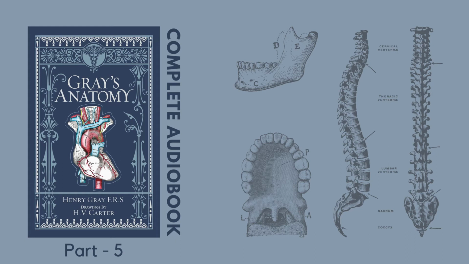Articulationes costovertebrales. The articulations of the ribs with the vertebral column may be divided into two sets, one connecting the heads of the ribs with the bodies of the vertebrae, another uniting the necks and tubercles of the ribs with the transverse processes. 1. Articulations of the heads of the ribs.